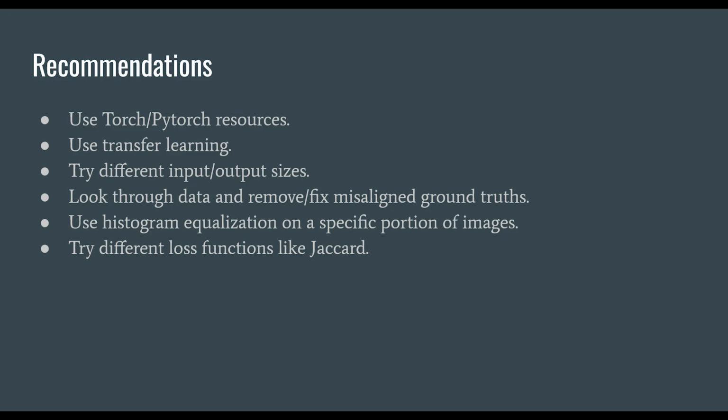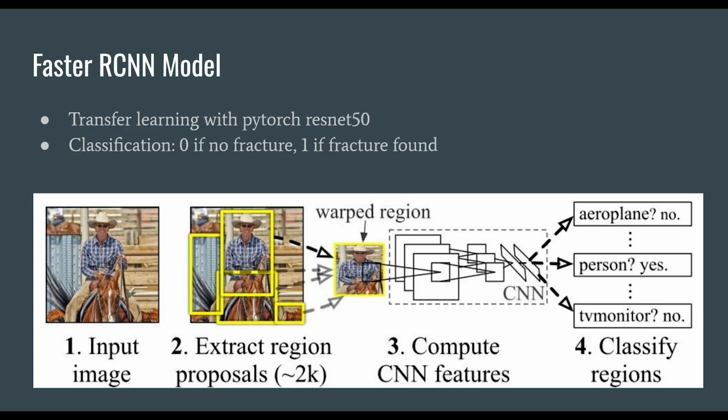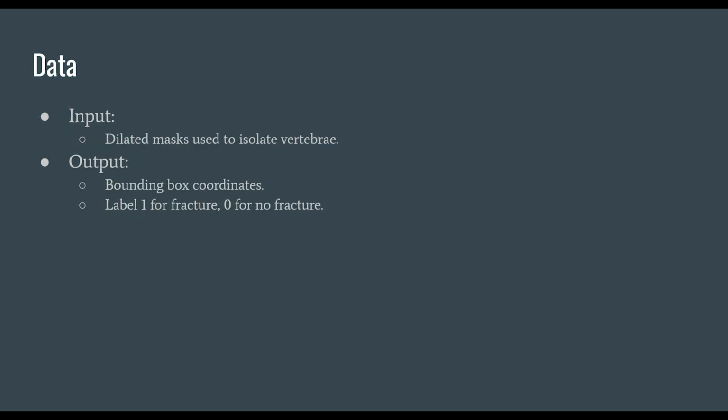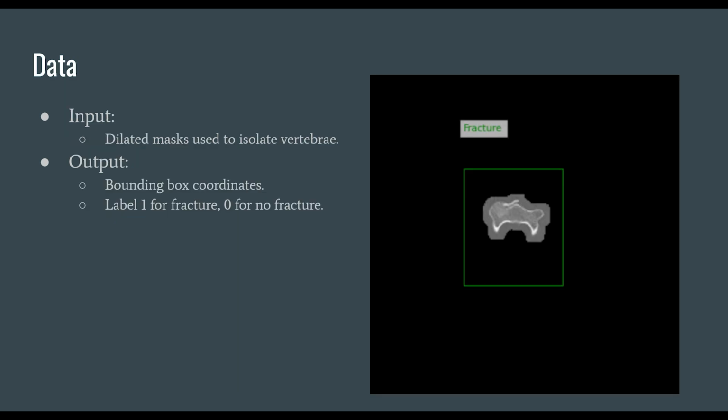models like Jaccard. For my fracture detection model, I used a Faster R-CNN model, which basically just proposes regions for the image and performs feature extraction on those regions, and then uses that information to try to classify any objects. I did a lot of data pre-processing before using the data in the model, and this is what a single sample looks like. In this case, the input for the model will be this portion of a DICOM image, which has been segmented out using a dilated mask. And the output will be a label of 1 for a fracture and a bounding box. In this case, the green bounding box shows the ground truth.